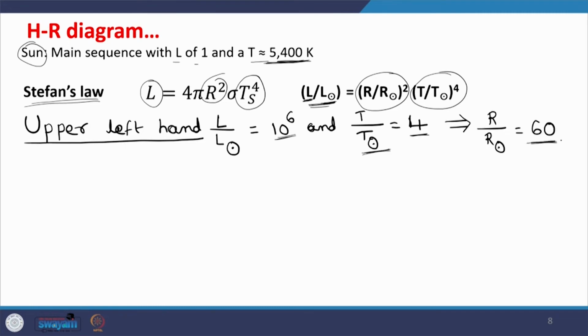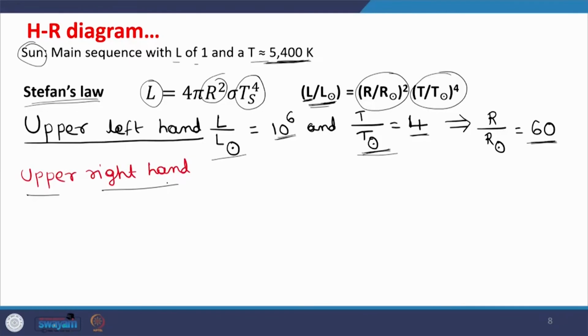So, one can find out the size of the star if luminosity is known and temperature is known. That is the beauty of the HR diagram. I found a star, I do not know its radius, I do not know its size, no need to measure the size directly. The HR diagram gives you a direct tool to measure the size of the star. The size of the star can be measured if you can measure the luminosity and the temperature of the star. So, go with the relation and you will get a very good idea about the size of the star. All right. Let me discuss more about this. Upper right hand, that is red giants.